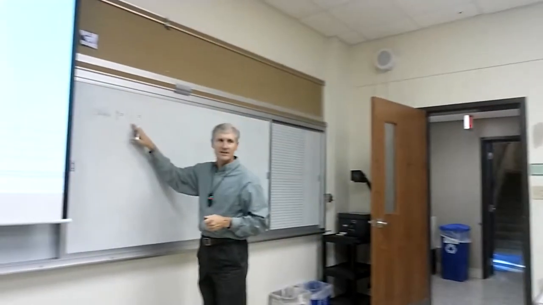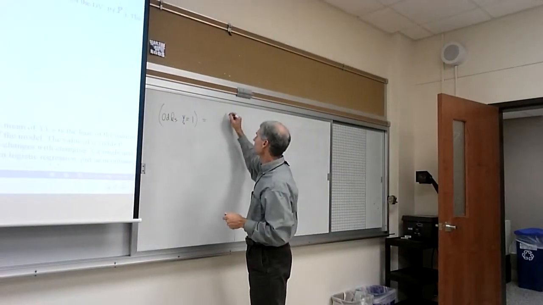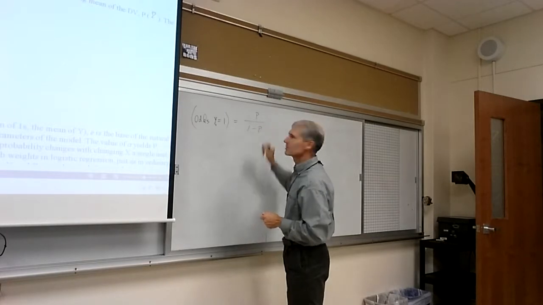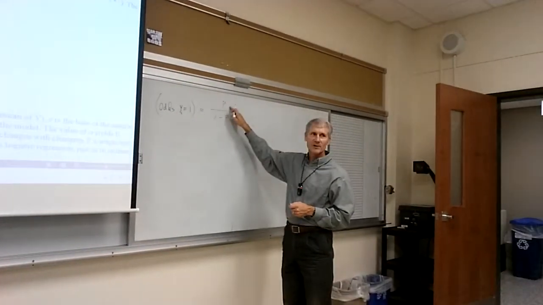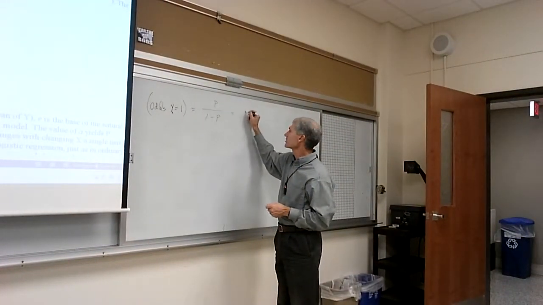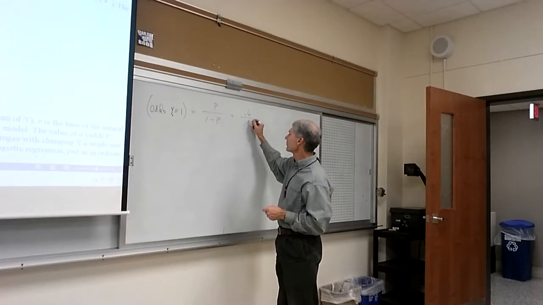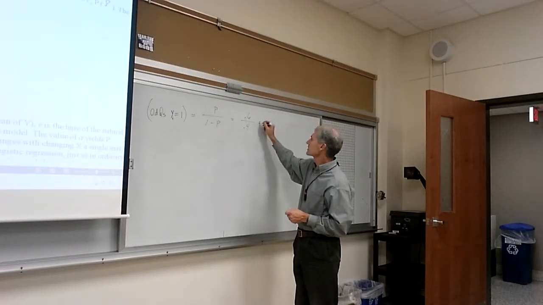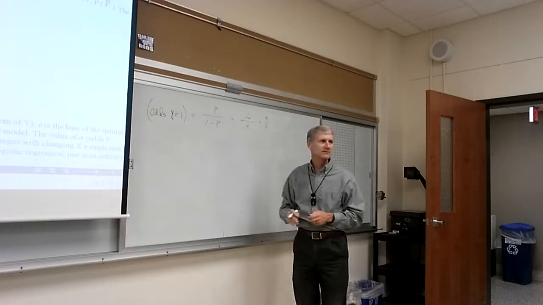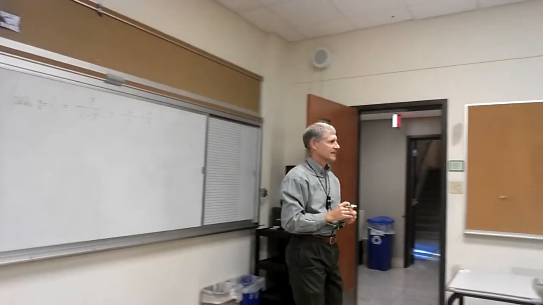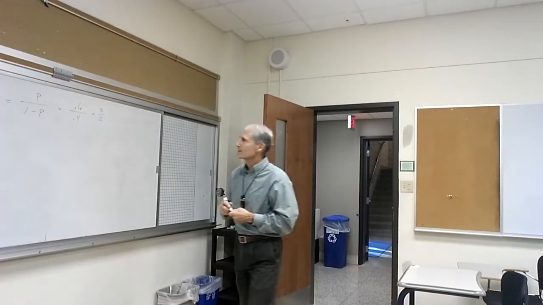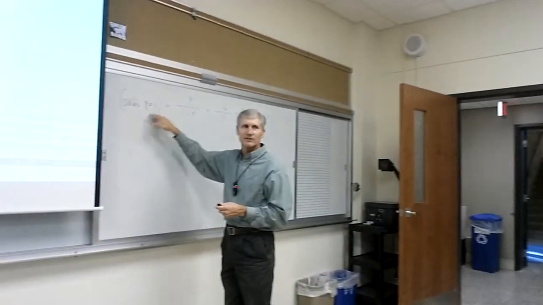So the odds is computed from probability as probability over 1 minus probability. So if probability is 60%, that's 0.6 over 0.4, which is 3 to 2 odds. Right? So it's easy to get from one to the other.